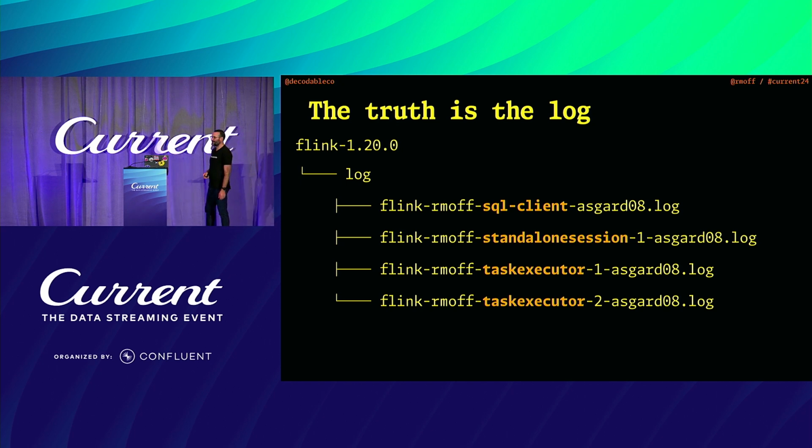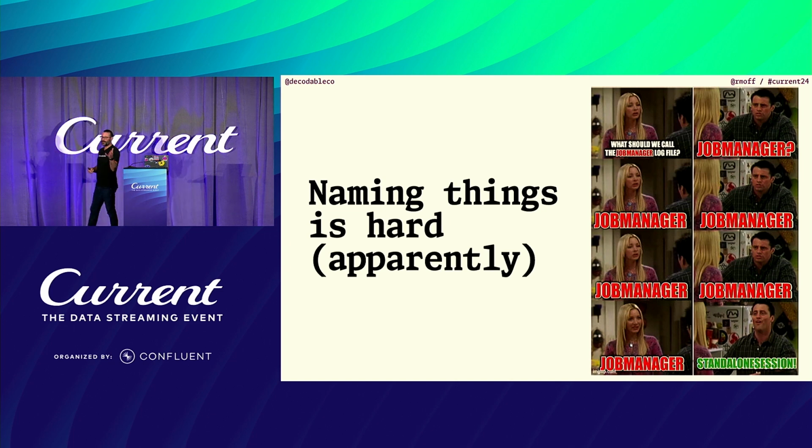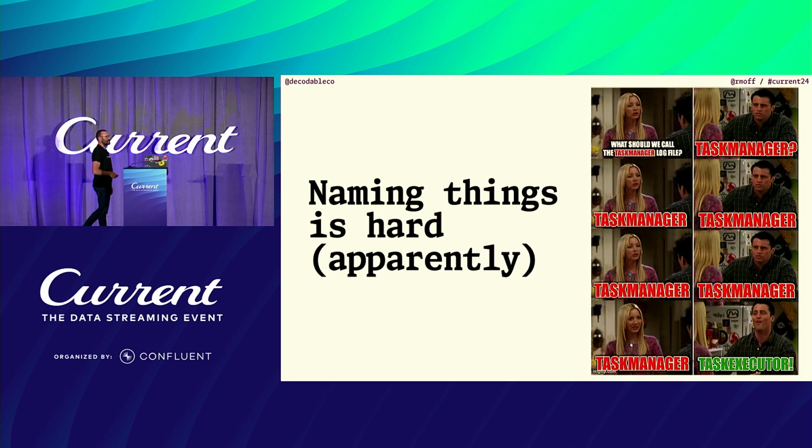The next two, though, standalone session and task executor. The SQL client one's called SQL client.log. The job manager log, should we call it the job manager log? No, because we'll call it the standalone session log, because that makes things fun, yeah? The task manager log, should we call it the task manager log? No, we'll call it the task executor log. So this is one of those little things that we need to know. We need to raise our baseline of understanding to be able to get Flink SQL to do what we want it to do.